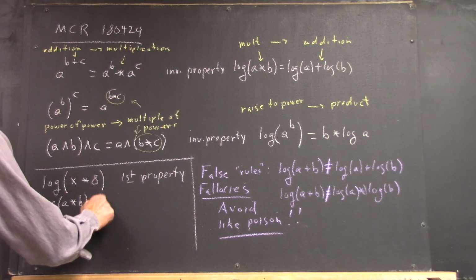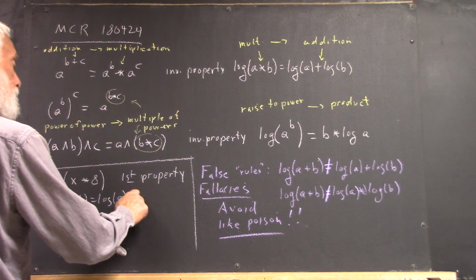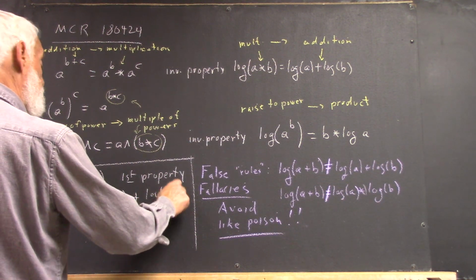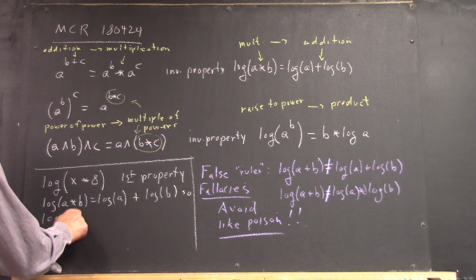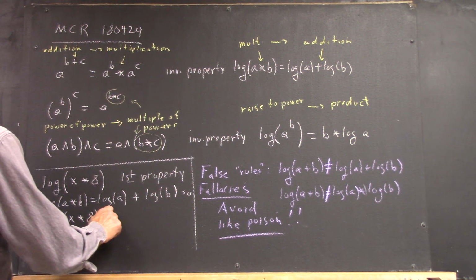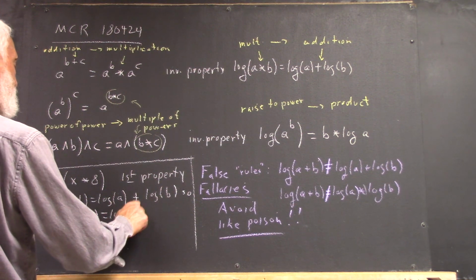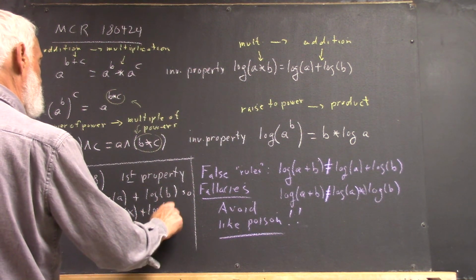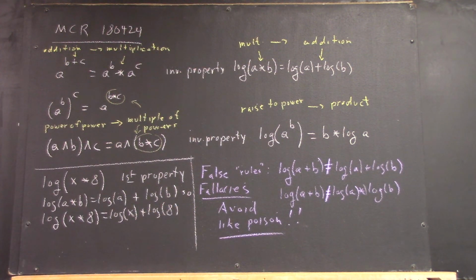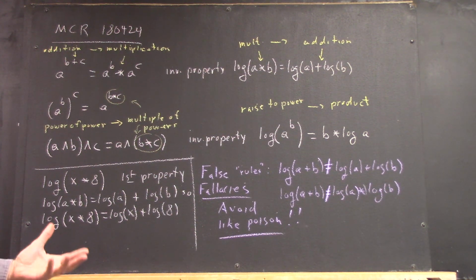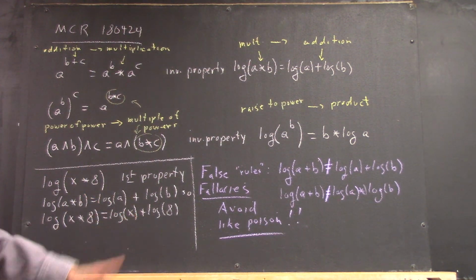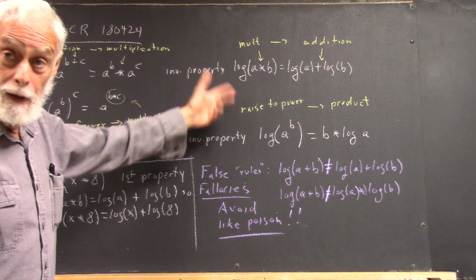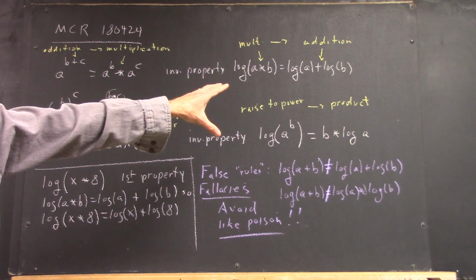Log of A times B equals the log of A plus the log of B. So the log of X times A equals the log of X plus the log of A. Now, this applies to any log, okay? Any log at all. So it could be log base 2, log base 7, log base E, or natural log. The rules apply to any log, as long as it's the same log on both sides.